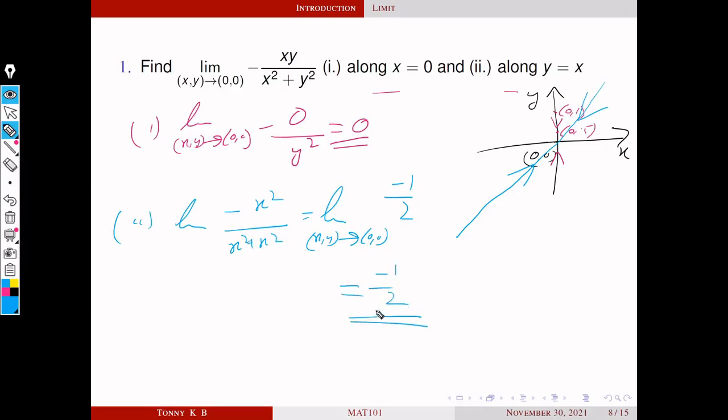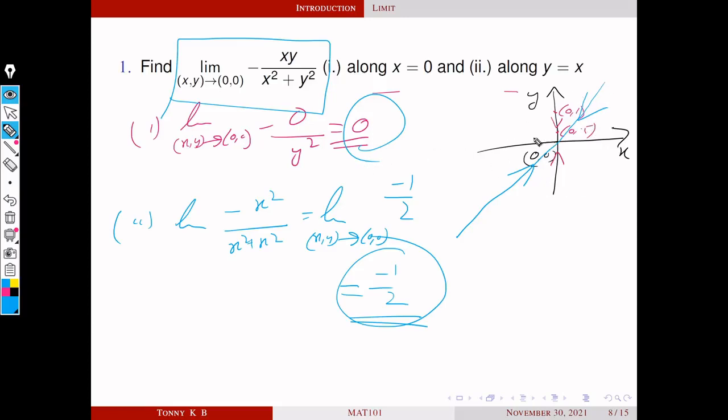Clear? So the thing is, if (x, y) is tending along these two directions, its limiting value is 0. If (x, y) is tending to 0 0 along this direction, then its limiting value is minus 1 by 2. So what is the conclusion? This limit exists or not? The limit doesn't exist, because a limit exists only when this limiting value is always the same.